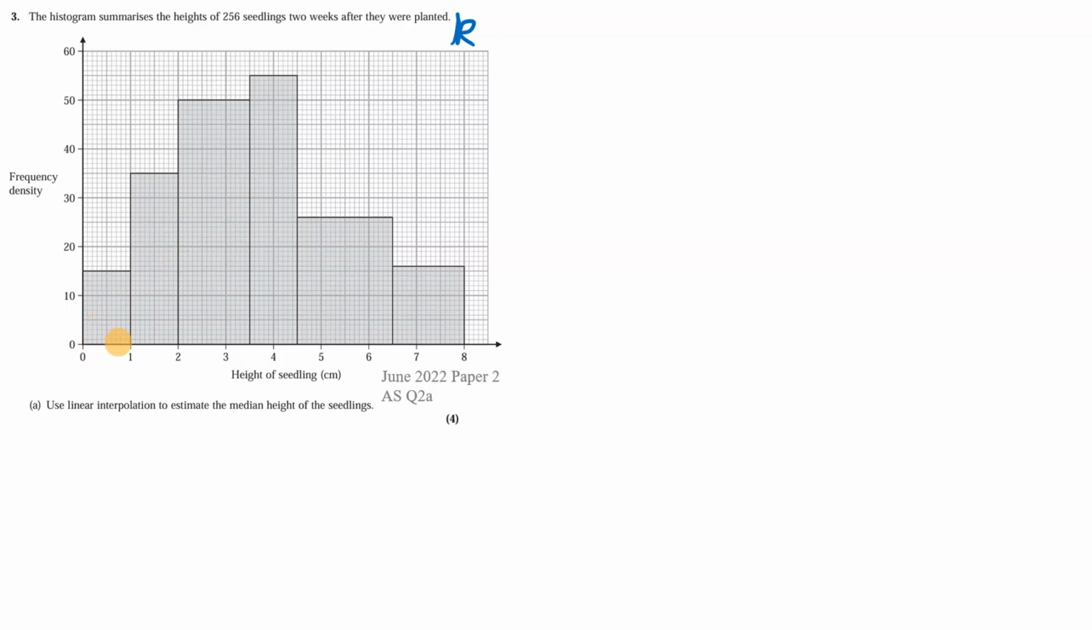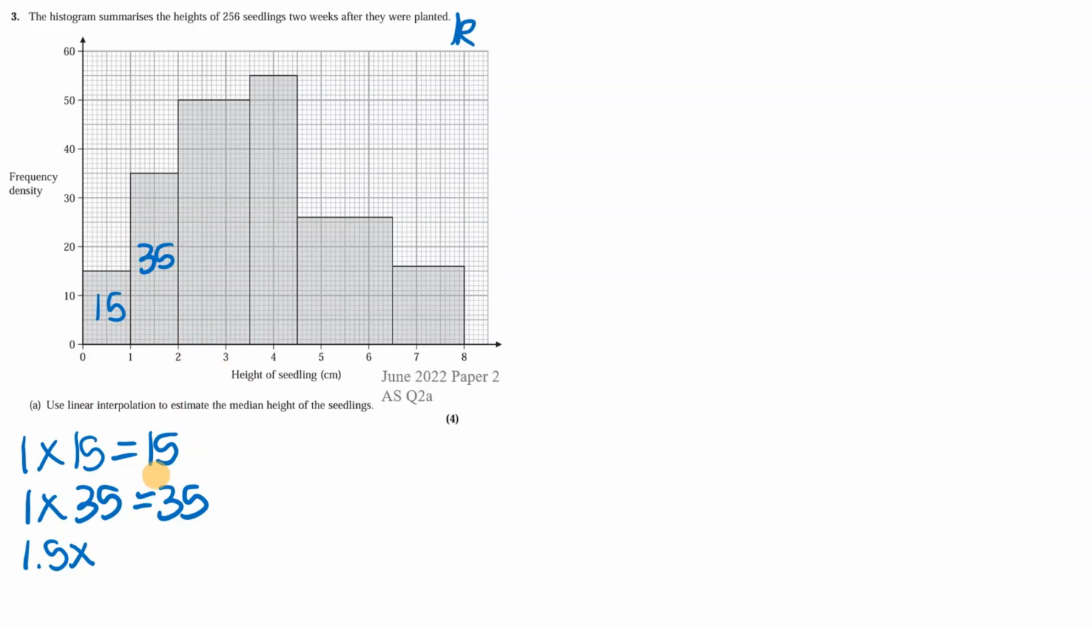Let's start with this one here. The width between 0 and 1 is 1, multiplied by the height. We're actually given the axis this time, and the height comes up to 15, so 1 times 15 is 15, so the area is 15. For this one, between 1 and 2, the width is 1 and the height is 35, so this is 35. Then here it goes from 2 to 3.5, so the width is 1.5, multiplied by the height of 50, and 1.5 multiplied by 50 is 75.